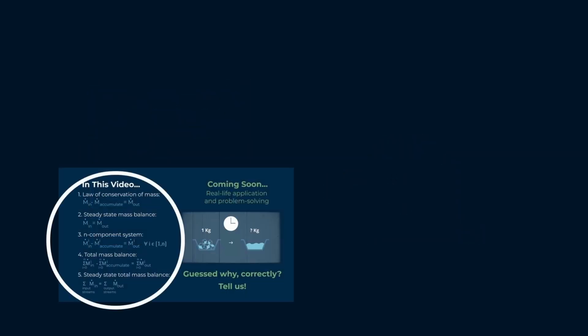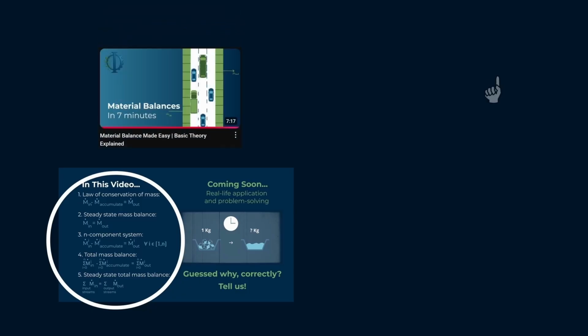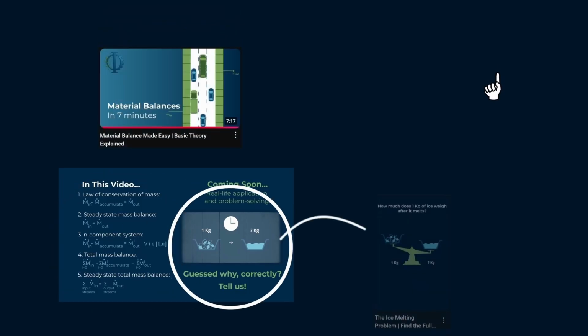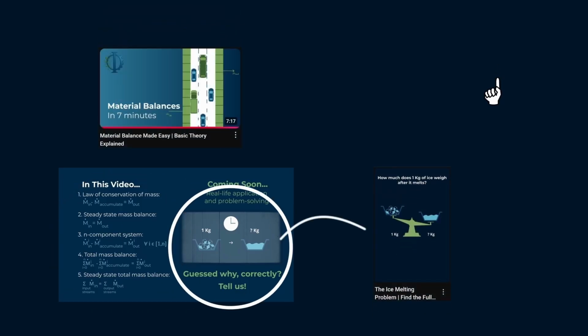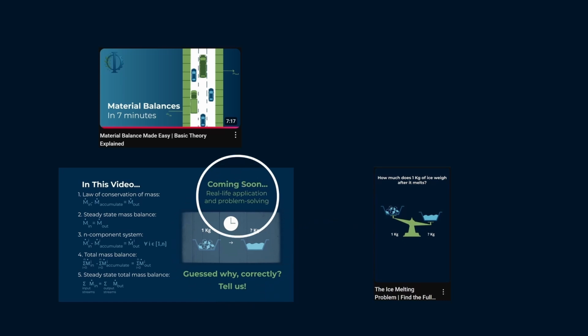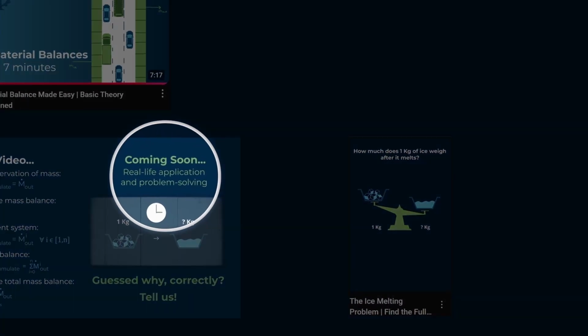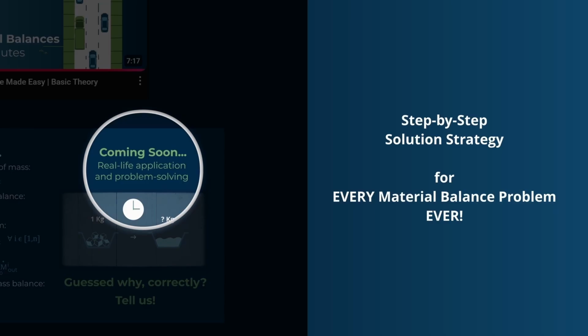We learned about the theory of material balances through simple, intuitive examples in our previous video. The solution to the question posed in that video is also available now. Today, we will learn about the real-life applications of those concepts and go over a step-by-step solution strategy that can be applied to any material balance problem.